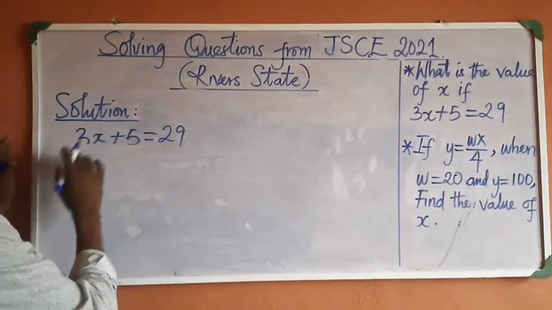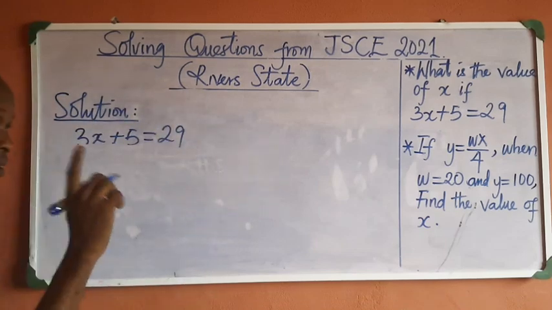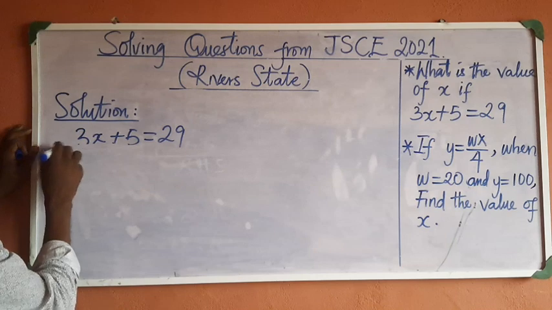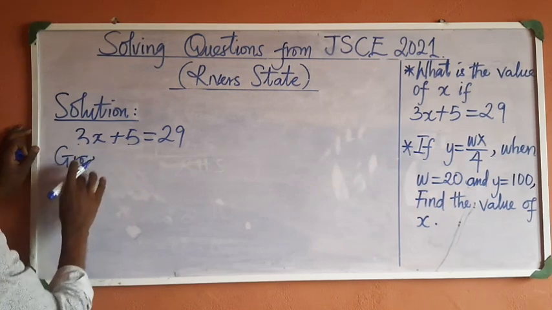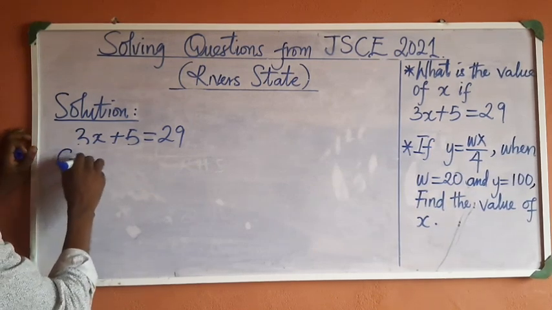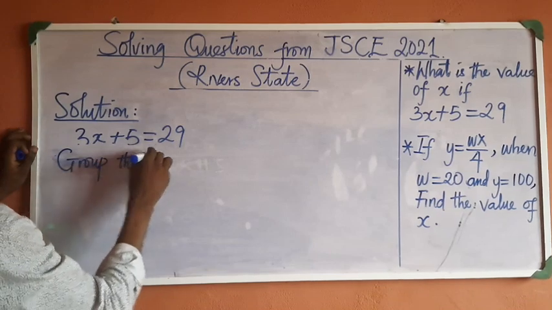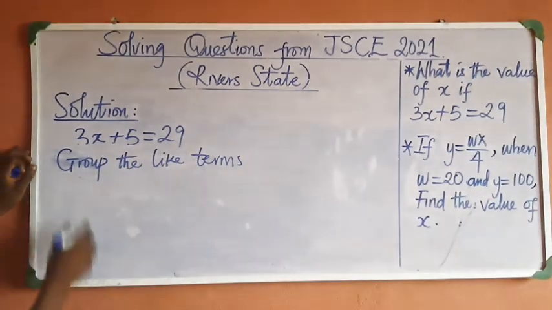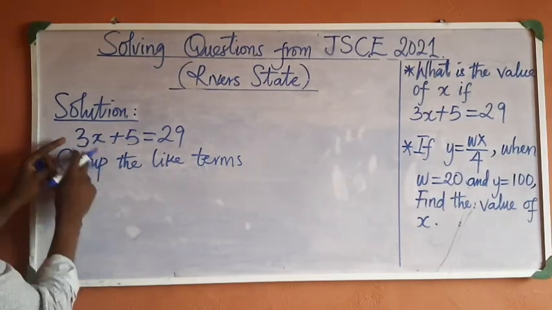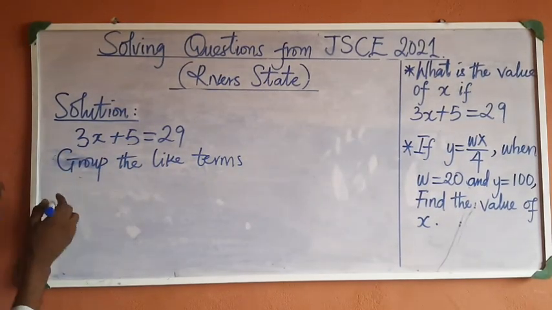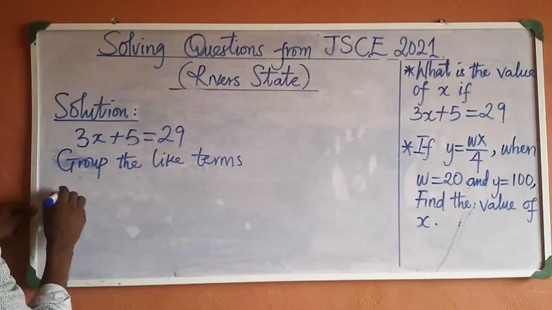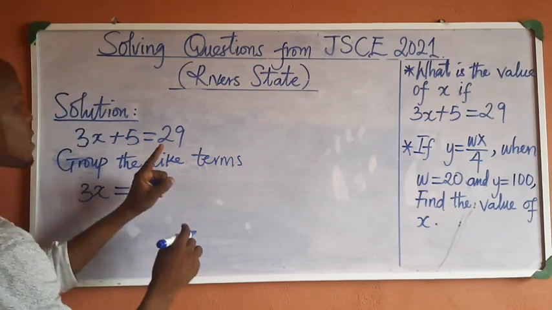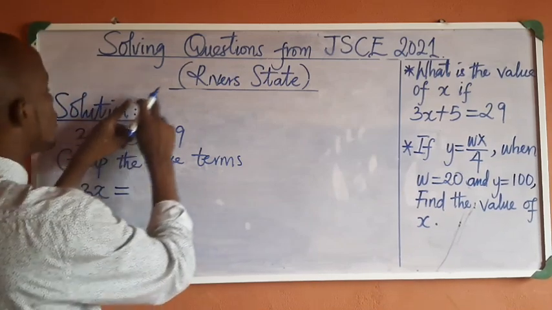In grouping the like and the unlike types, it's very important to make that statement when you are solving. Group the like terms. So, I will return 3x to the left side of the equation as I've explained before. So that gives me 3x here, and then equals, don't forget, 5 now is moving to the other side of the equation.